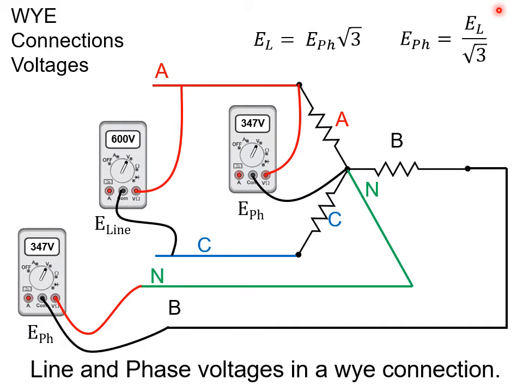These are nominally stated voltages. 347/600 is a standard Canadian three-phase commercial voltage.